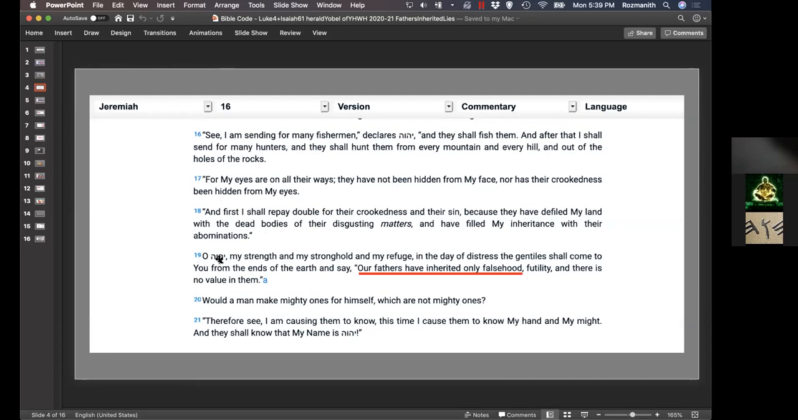Oh Yahuwah, my strength and my stronghold and my refuge, in the day of distress, Gentiles shall come to you from the ends of the earth and say, our fathers have inherited only falsehood, lies, futility, and there is no value in them. Would a man make mighty ones for himself, which are not mighty ones, meaning idols? Therefore, see, I am causing them to know. This time I cause them to know my hand and my might, and they shall know that my name is Yahuwah.